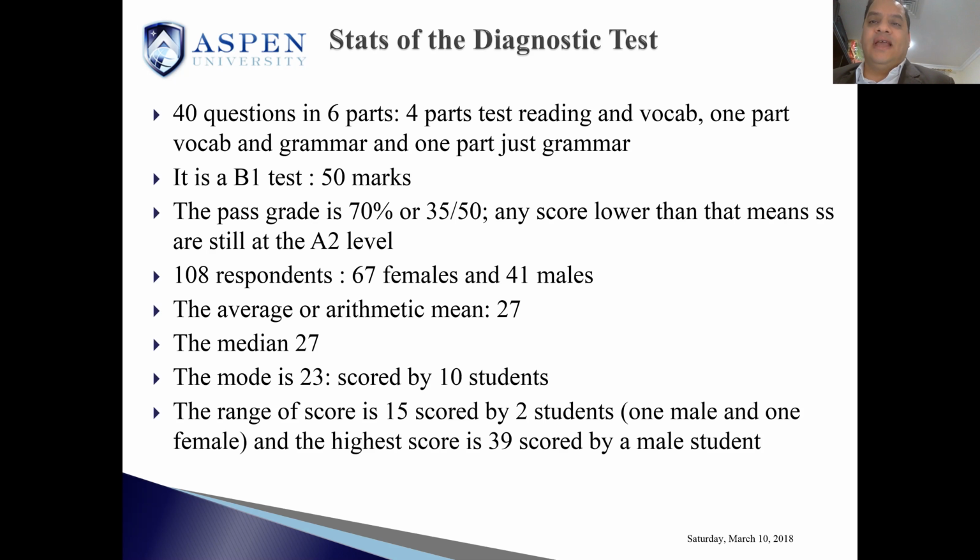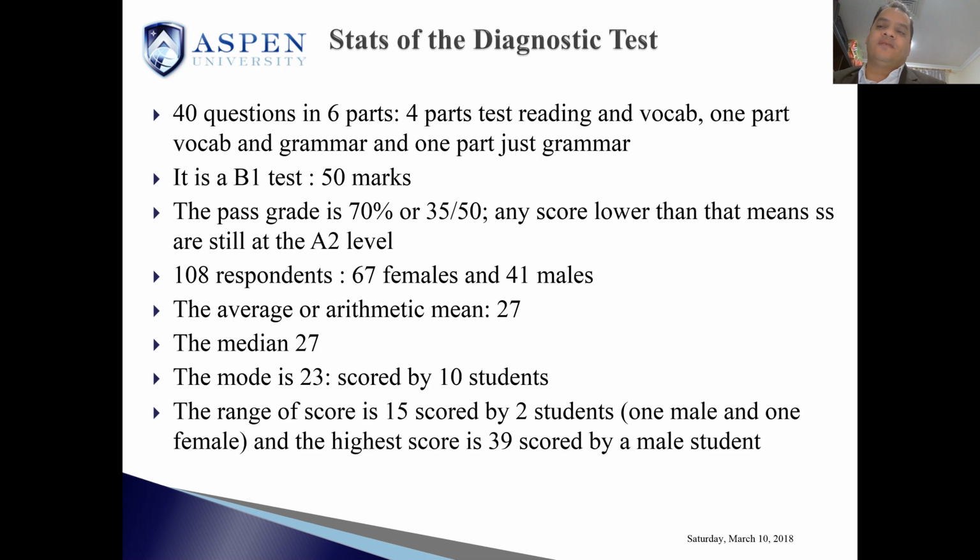Again, 108 study participants responded to the diagnostic test. The same number, 67 females and 41 males. The average score, or the arithmetic mean for this test, is 27 out of 50, which means that the majority of them did not make it, did not pass. The median score is 27, and the mode is 23 because 10 students scored 23.